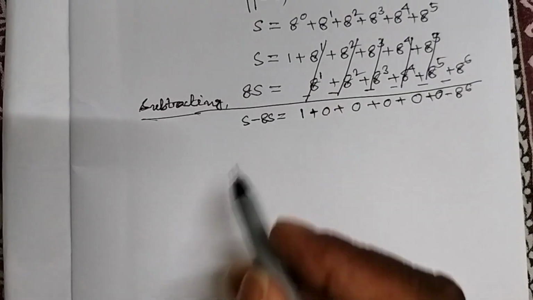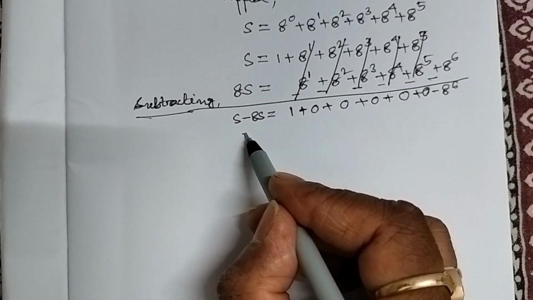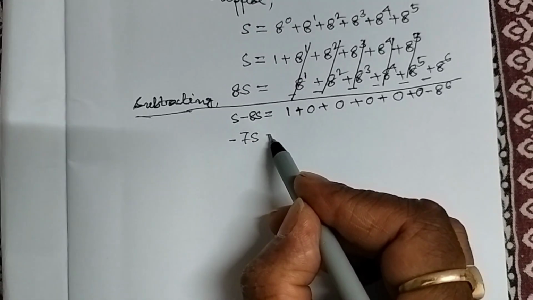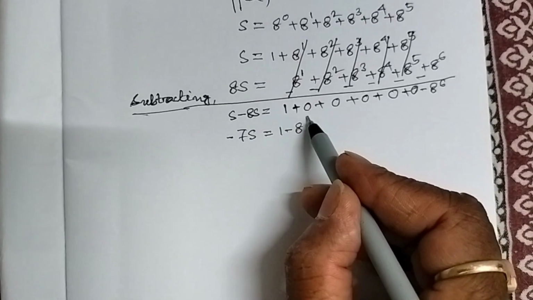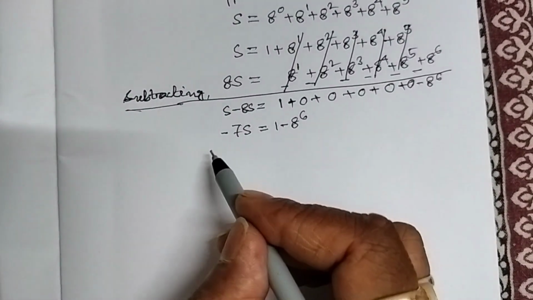S minus 8S, minus 7S equal to 1 minus 8 to the power 6. Now we will have to multiply both sides by minus 1.